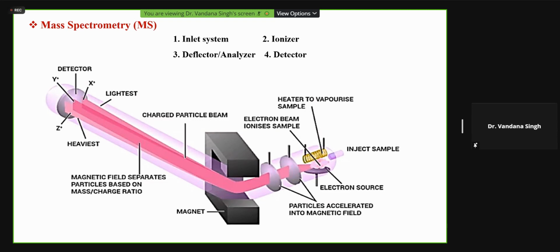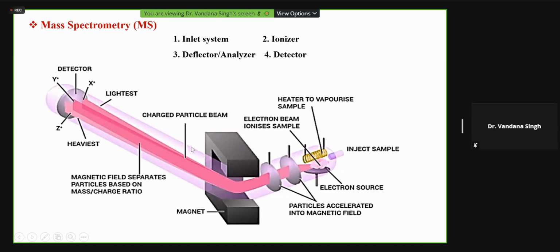Mass spectrometry graph, and that will be analyzed. So this is the source ionization part, where the ionization takes place, and there will be an electron source, and through this inlet we inject the sample. Then these ionized particles or analytes will pass through this particle accelerator, which accelerates these charged particles to certain velocities.